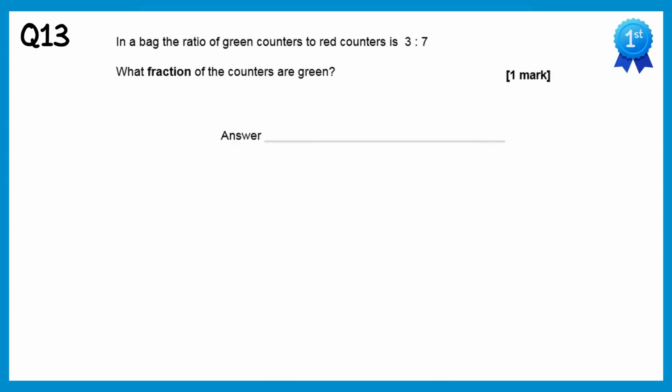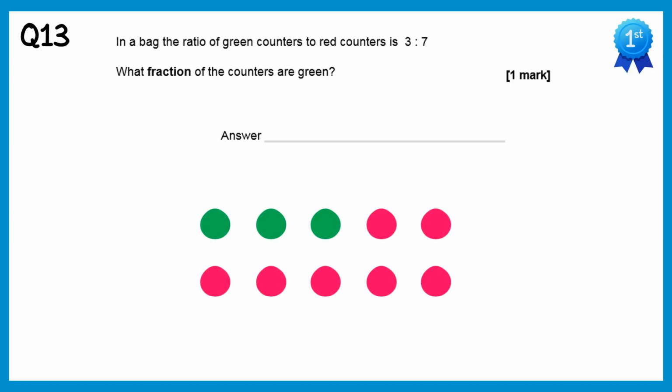In this question, the ratio of green to red counters is 3 to 7. So imagine we had 3 green counters and 7 red counters. We then ask for the fraction of green. Well, there's 3 green and there's 10 altogether, so it's 3 over 10.